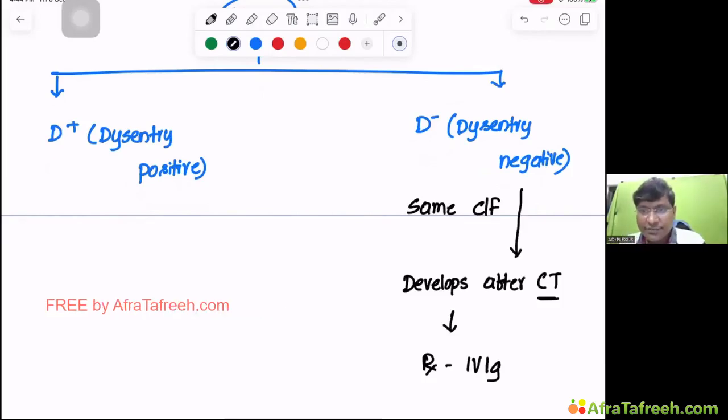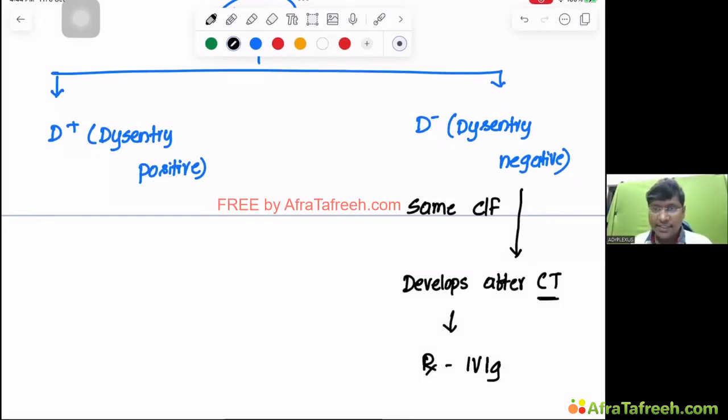Whereas dysentery positive, it is like enterohemorrhagic E. coli or the Shiga toxin. And whereas dysentery negative, it is secondary to your chemotherapy. That is your dysentery negative. So this is about your hemolytic uremic syndrome. Is this clear for everyone?